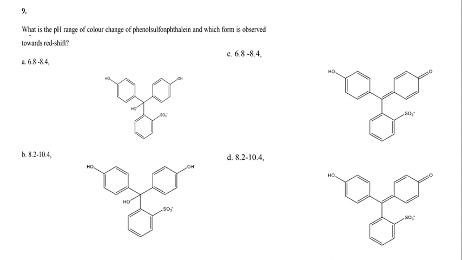Then question number 9: what is the pH range of color change in phenolphthalein, and which form is observed toward the red shift? This structure is already discussed, and this pH range is also discussed. So the second question is, which form is observed toward the red shift?